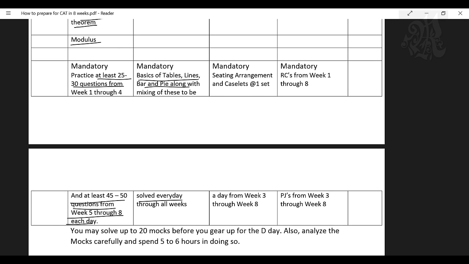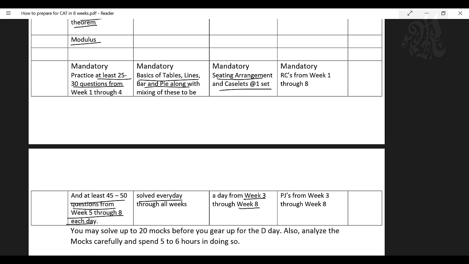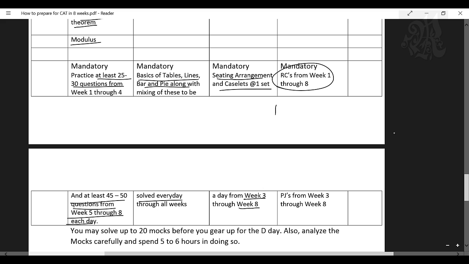When it comes to LR, you must do seating arrangement and caselets, 1 set a day from week 3 to 8, because in week 3 you'll be starting with basic puzzles, so you can start from there. In week 5 you're starting full-fledged caselets, so you can do that every day, at least one set. And when it comes to verbal RCs, I would suggest 10 per day from week 1 to 4, and then for the remaining weeks, 5 to 8, you're supposed to do 5 RCs a day. That should be great, I'm sure.